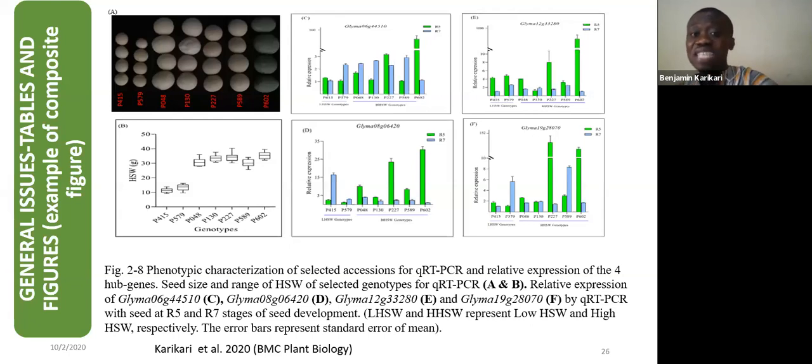You can see we have 6 figures here. Assuming I want to present each one individually, I will have had 6 figures, which will increase the volume, and then also it will make reading boring. And don't forget, the titles or the caption should be able to give full meaning of what you have presented. So the A and B gives the seed size and range of 100 seed weight of selected genotypes for QRT-PCR. After reading this, you should be able to understand what has been presented on this composite graph.